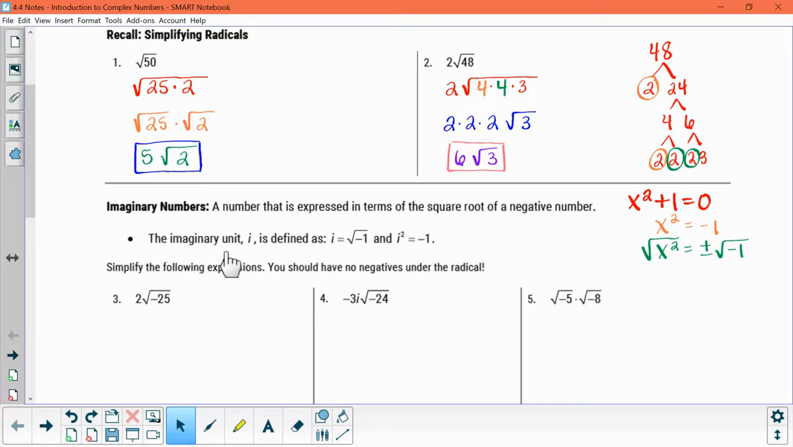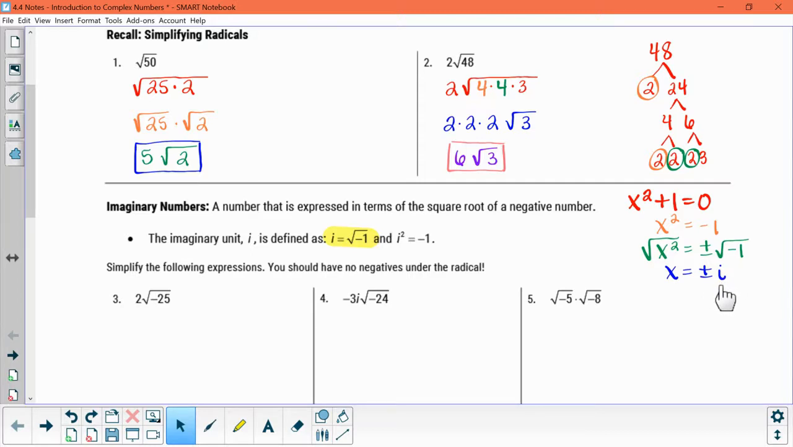So the imaginary unit i, which is the variable we're going to use, is defined as i is equal to the square root of negative 1. So anytime I see a square root of negative 1, I'm going to replace it with the variable i. So for this problem in particular, I'm going to say the square root of x squared, x, is equal to plus or minus i as my final answer.